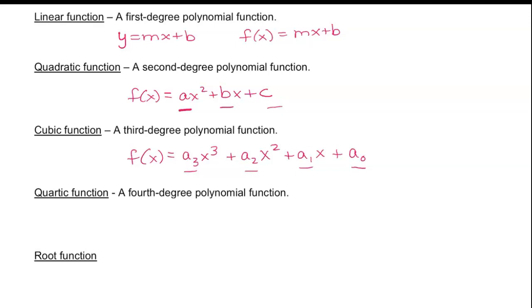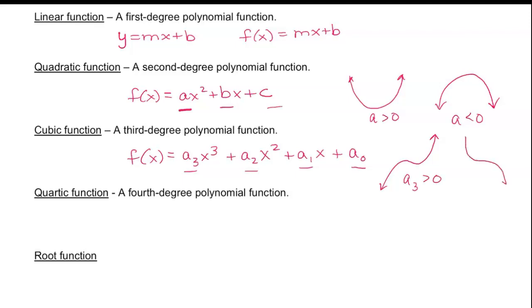You should be familiar with a quadratic. It looks like a parabola, and that parabola opens up when the leading coefficient is positive. It opens down when the leading coefficient is negative. In the case of a cubic, a graph of a cubic will look something like this when the leading coefficient is positive, and then flip that over when the leading coefficient is negative.